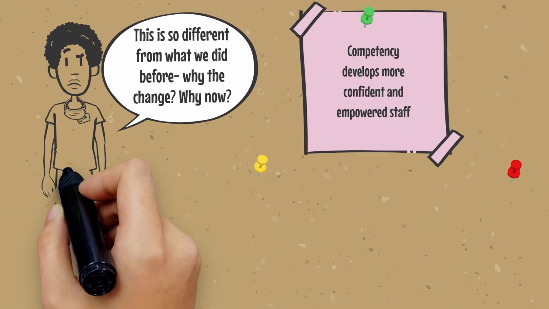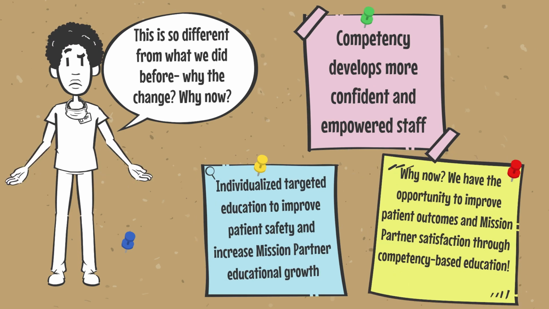This is so different from what we did before. Why are we making the change? Why now? Competency develops more confident and empowered staff. Individualized and targeted education will improve patient safety and increase mission partner educational growth. Why now? We have the opportunity to improve patient outcomes and mission partner satisfaction through competency-based education.